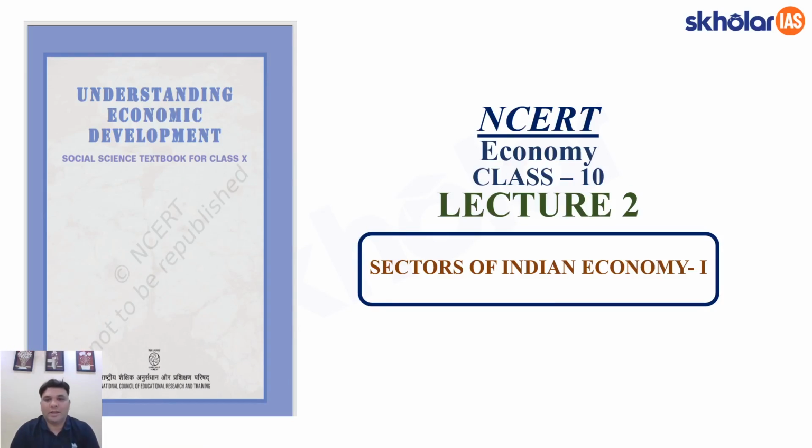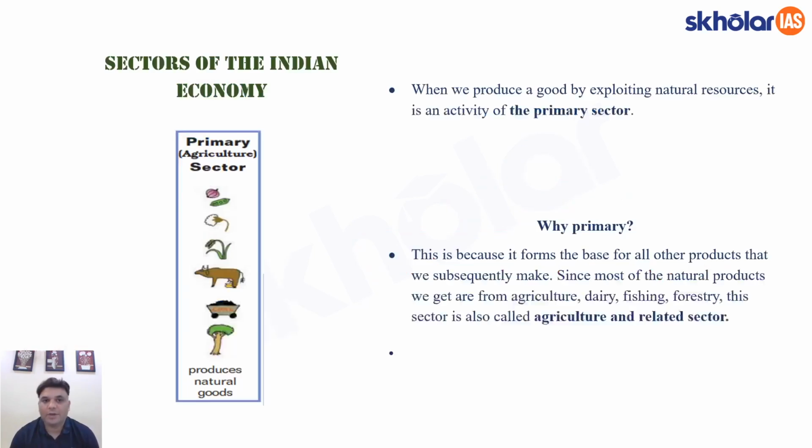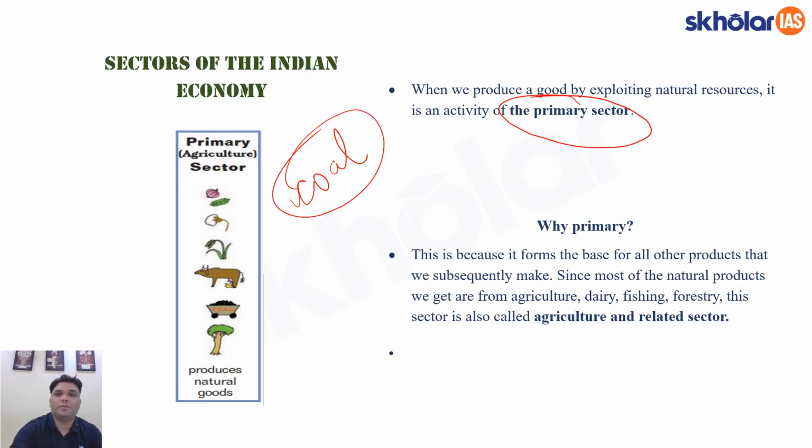Right, so as you can see on your screens, we are going to talk about class 10 chapter 2, which is the sectors of Indian economy. This is lecture number 2, and the sectors of Indian economy are divided into two parts, as I've already told you. So when you talk about the sectors of Indian economy, what is a primary sector? When we produce a good by exploiting the natural resources, it is an activity of the primary sector, right? Like how we extract coal. So extraction of coal is a primary sector activity, is it not? Because coal is available naturally.